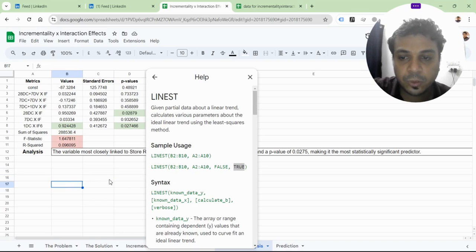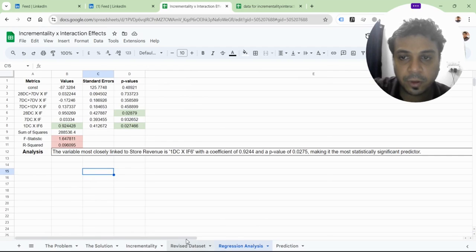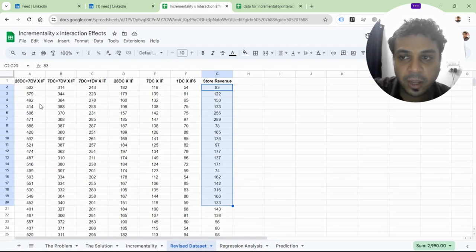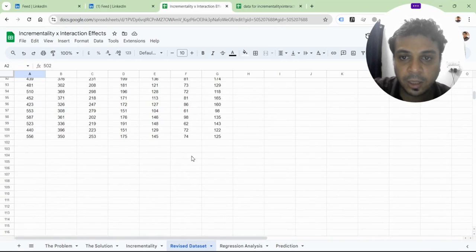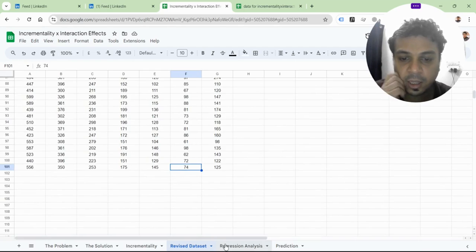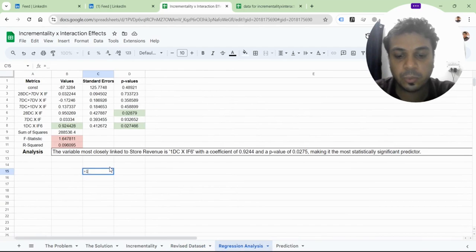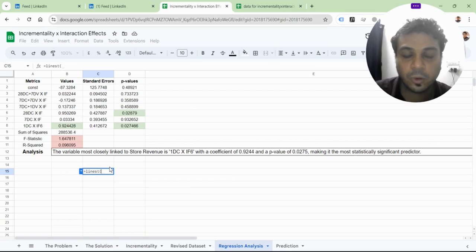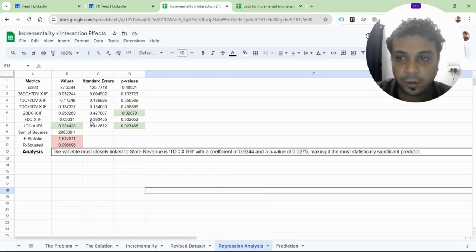So you just have to choose the entire ranges of the data here. The entire Y range here, and then the entire X range here, starting from A2 right down to I think F101, and you just input that here as the arguments for the LINEST function, and then you just have to give false and then true, and yeah, that's it. You will actually have all the data populated here.